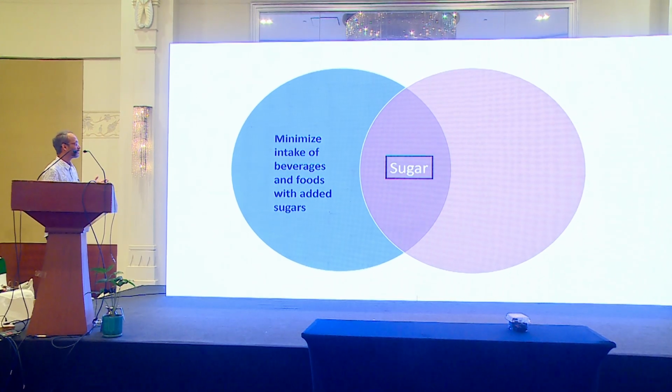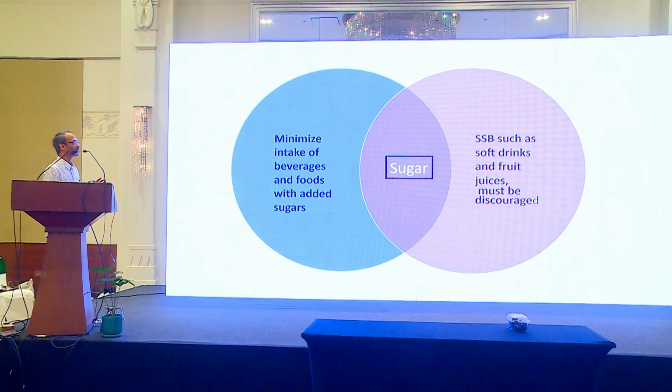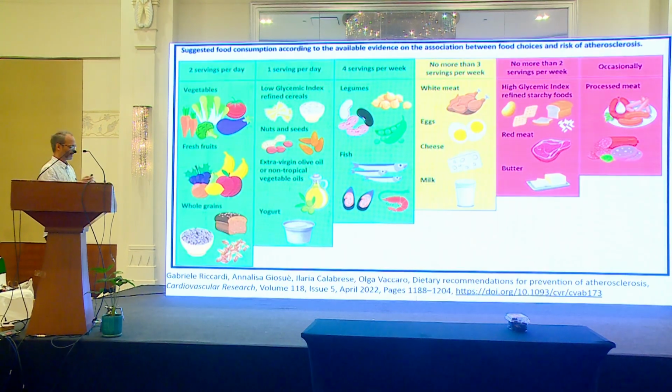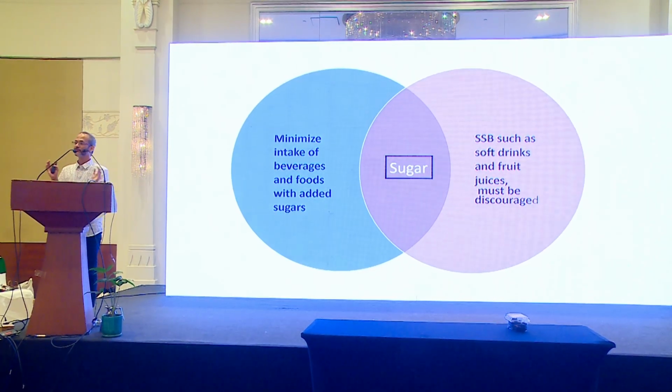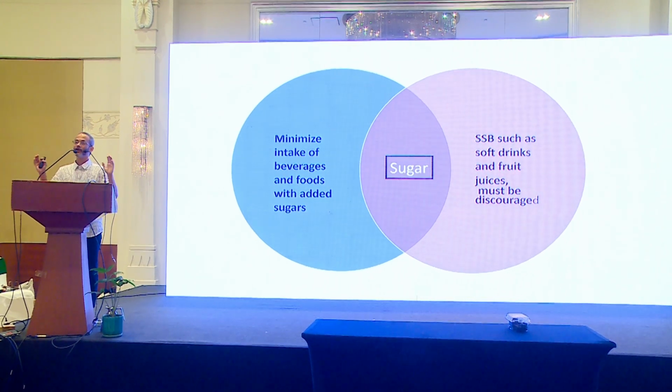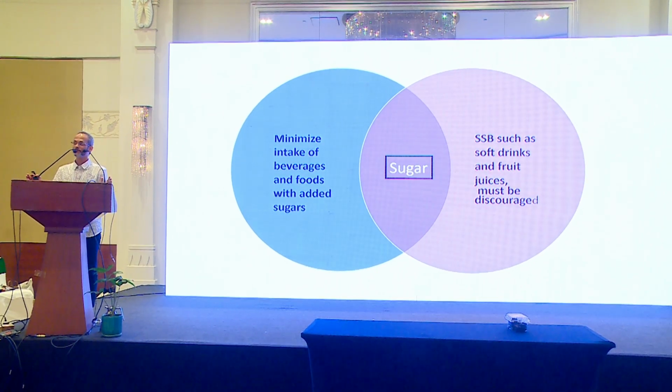When it comes to sugar, again, minimize the intake of beverages and foods with added sugars, and ESC says avoid all sweetened beverages. So in a nutshell, both of them have said: a large quantity of fruits and vegetables, the majority of our proteins from plant-based sources, and all refined products to be avoided. So the whole food concept is definitely there. The plant-based concept also is there.